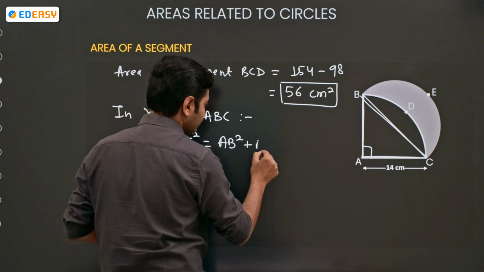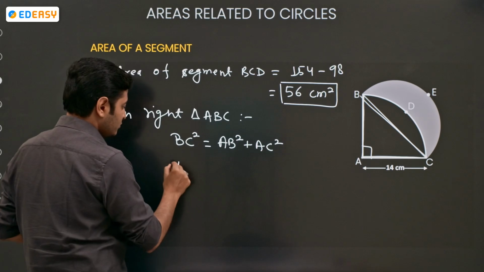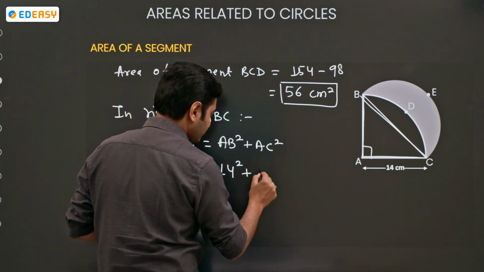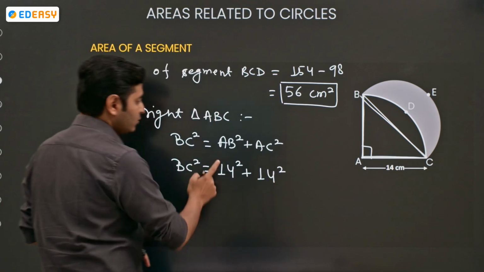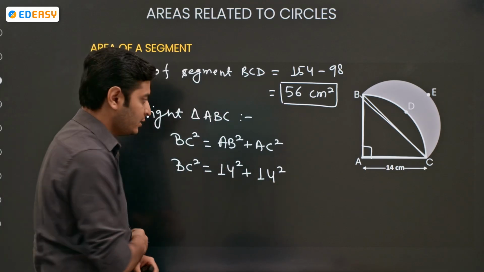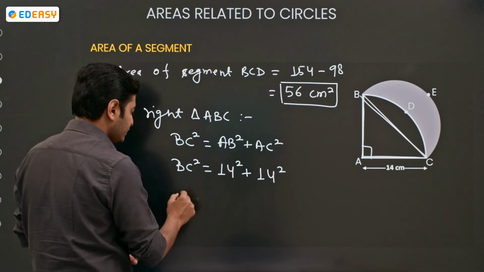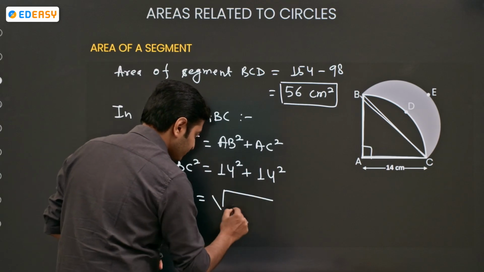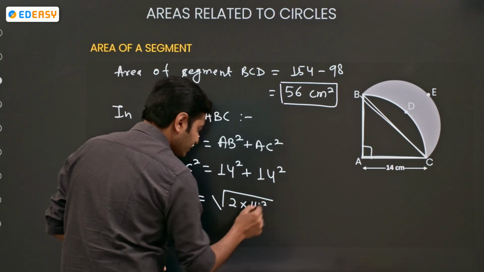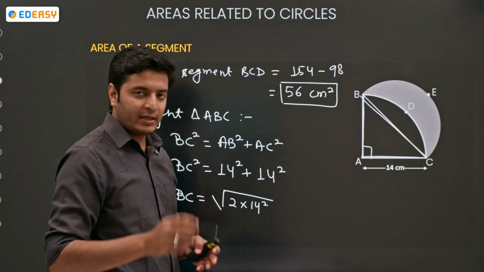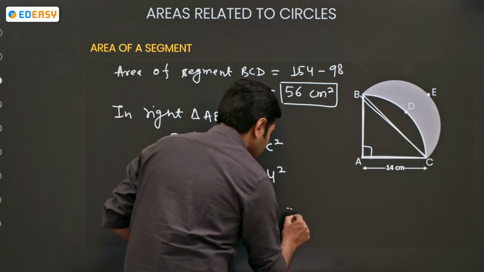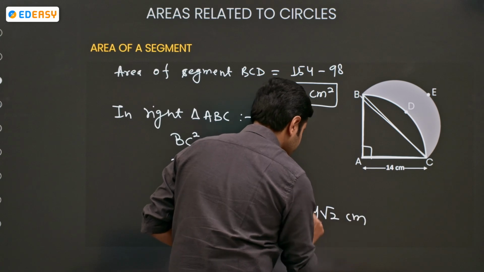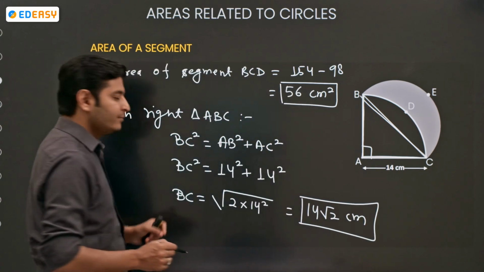AB square plus AC square. So BC square would be 14 square plus 14 square. Now 2 into 14 square, correct? So if I take the square root on the other side, BC will be root of 2 into 14 square. Now root 2 will remain as it is, 14 square will come outside, so the final value would be 14 root 2 centimeter. So this is the value of BC.